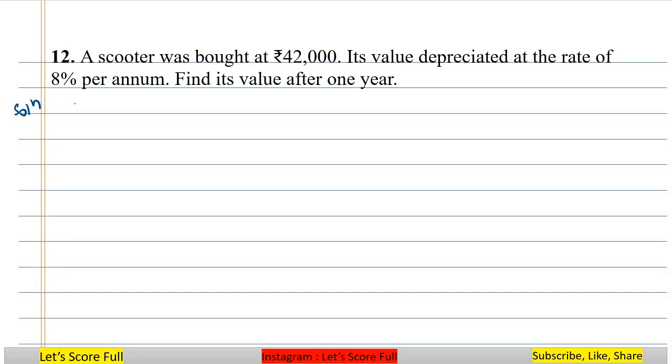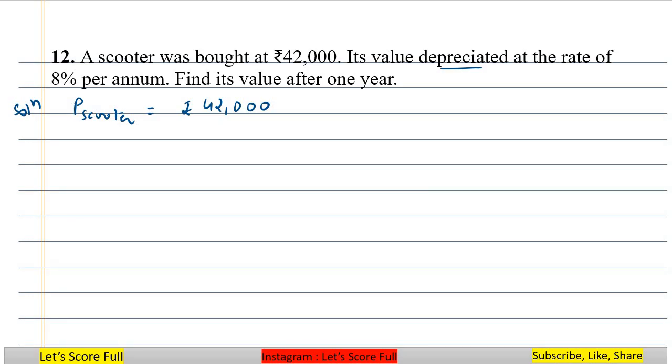Now here a scooter was bought. So they have given the initial price. I'll write price of scooter, it is rupees 42,000. Now it says its value depreciated. What is depreciation? I'll tell you. Suppose you have bought something today, take a mobile phone, take any toy. After some time, its value becomes a little less. Why? Because it has become old. Even for a car. If you are selling something you bought new, the price will be a little less because it has become old, right? So that lesser value is known as the depreciated value, right?